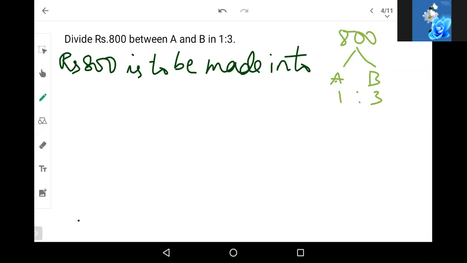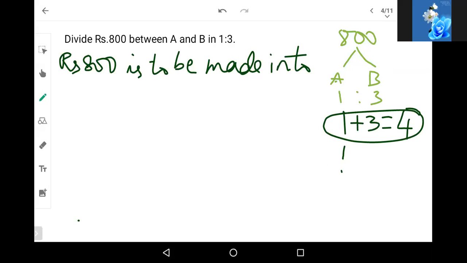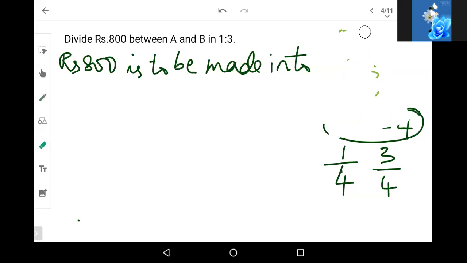But if you see the ratio 1 is to 3, if you add them, 1 plus 3, you will get 4. So that rupees 800 has to be made into 4 parts, where 1 part of the 4 parts is taken by A and the rest 3 parts are taken by B. Now here let us solve it.